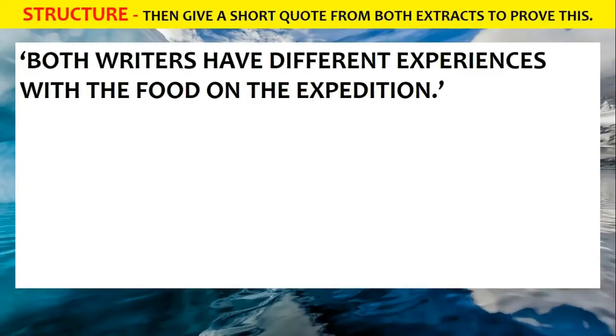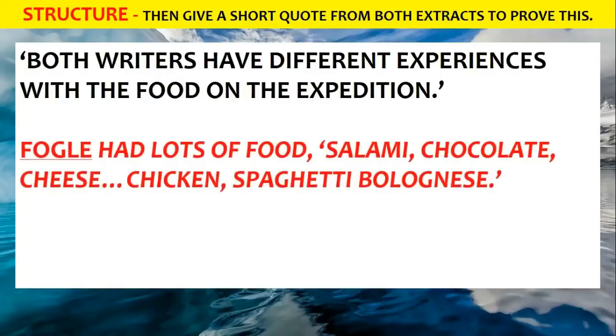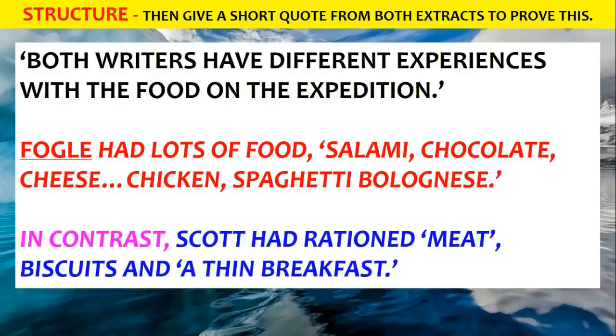So I've got my sentence starters, now I'm going to give a short quote from both to prove that they have different experiences. So Fogle had lots of food. Quote to prove it: salami, chocolate, cheese, chicken, spaghetti bolognese. Then I need my quote from Scott. In contrast, Scott had rationed meat, biscuits and a thin breakfast. If you wanted to go into detail and talk about "thin", you could do. Look how I've put, in purple, "in contrast". I'm going to talk about that in a second.